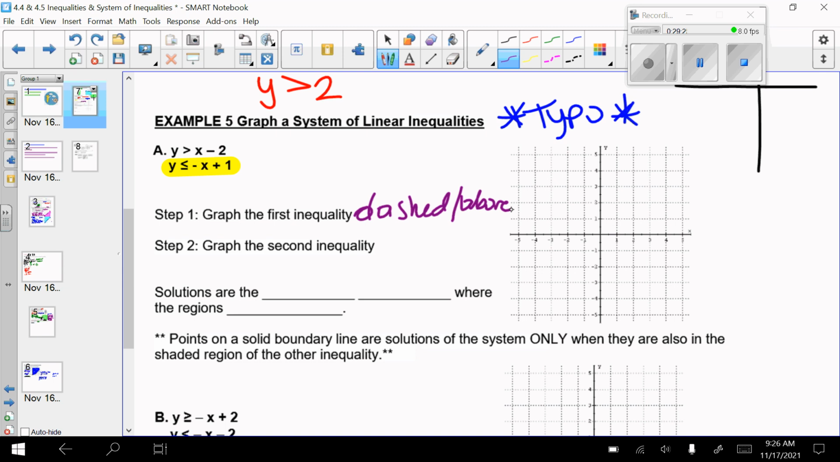So where's my y-intercept with that first inequality? Good. So I'm going to go on the y-axis to -2. And what's my slope? 1 over 1. So I go up 1 to the right 1 and so on, right? It's just to help me plot my points. And I know it's going to be dashed, so I'm going to go ahead and draw a dashed line. And we said it's going to be shaded above, so all of this area gets shaded.